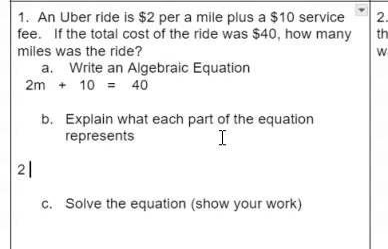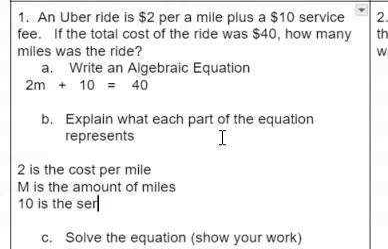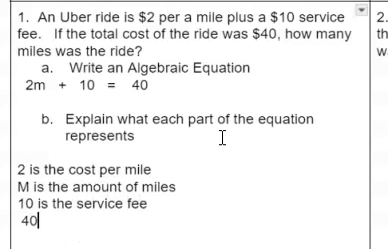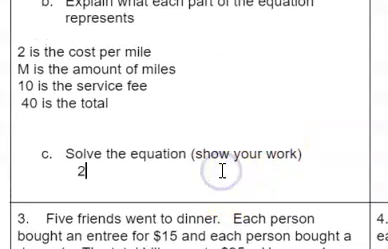The 2 is the cost per mile. M is the amount of miles. The 10 is the service fee. And the 40 is the total. Now, to solve it, we take 2M plus 10 equals 40.